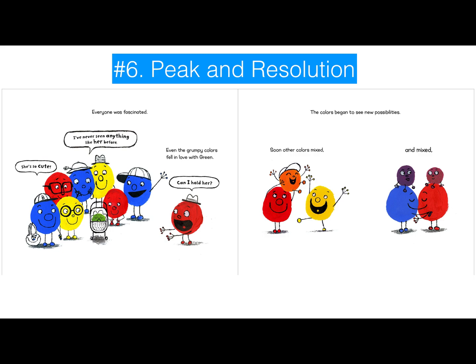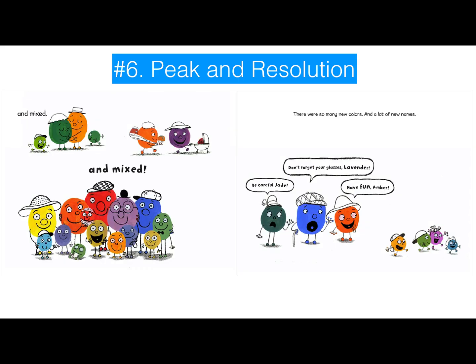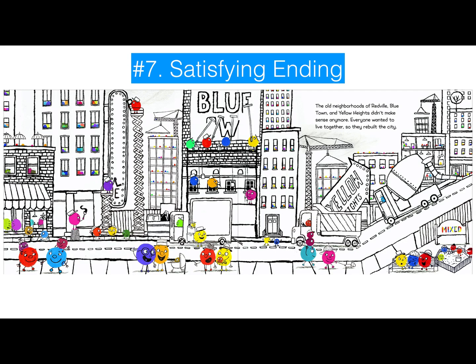And then everyone else then saw that there are new possibilities. And so now we're resolving the problem and we're closing the story. And so everyone mixes and mixes and mixes. And there were so many new colors and a lot of new names. So this is really fun because we have now solved the problem and we're going to end the story in a very satisfying way. And how do we do that? Well, basically, in a nutshell, we wrap up all the storylines that we built out in the beginning.